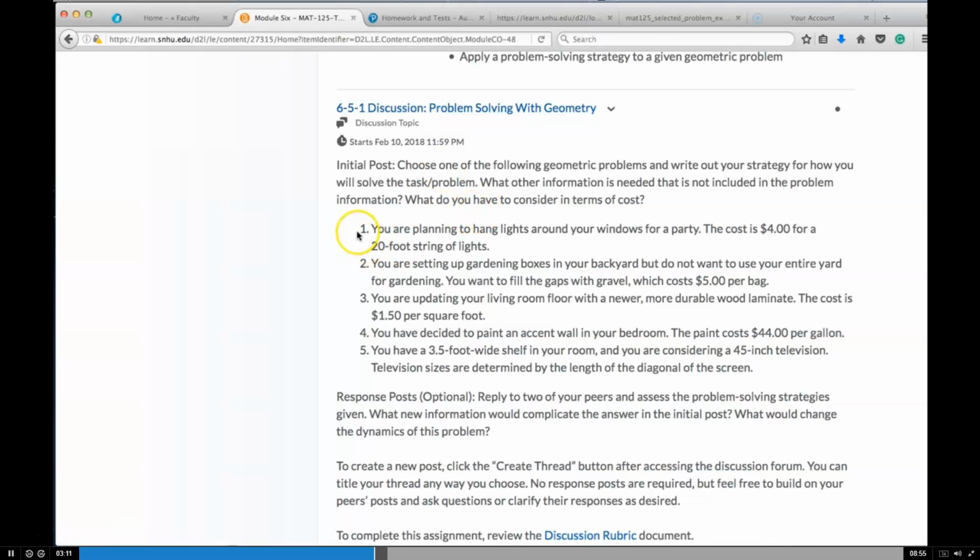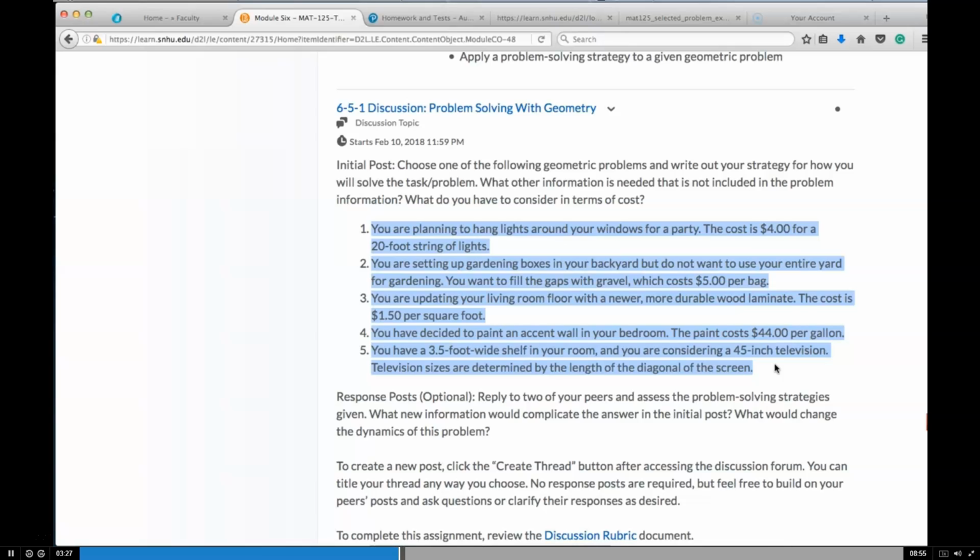What you're going to do is you're going to pick one of these 5 problems. You're going to write your strategy of how you would solve this one problem. Do you think there's any information that is missing that you would need in order to solve this problem? Once you acquire that information, how would you go about solving this problem? So you remember you only choose one.